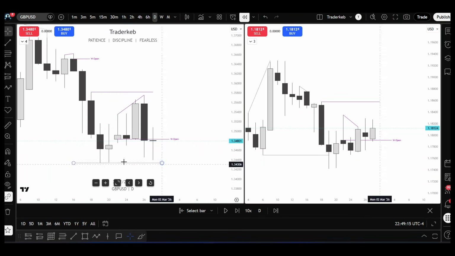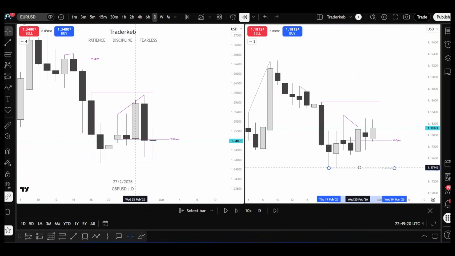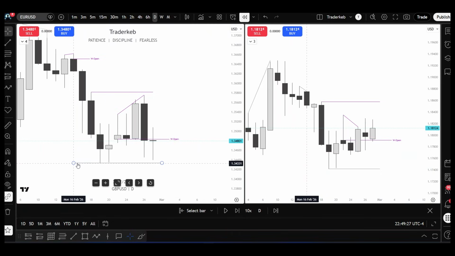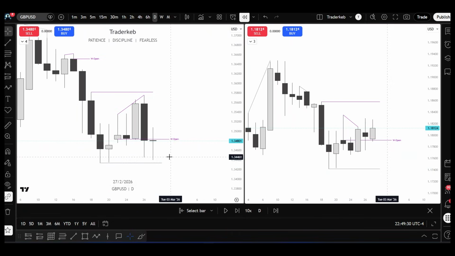So there is no SMT on this low, right? As you can see, there is absolutely no SMT. Price did not trade into this low on Euro USD, and it didn't trade into that low on GBP USD. So the low is still open. So that's when you can anticipate Monday to be an expansion day into this draw on liquidity.